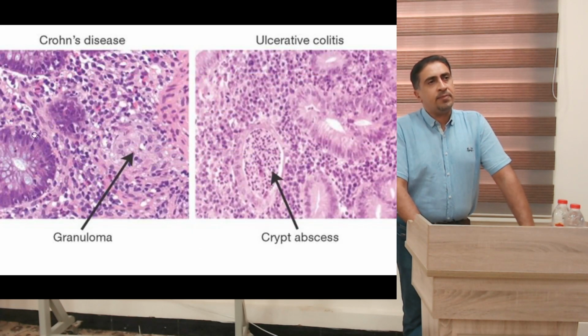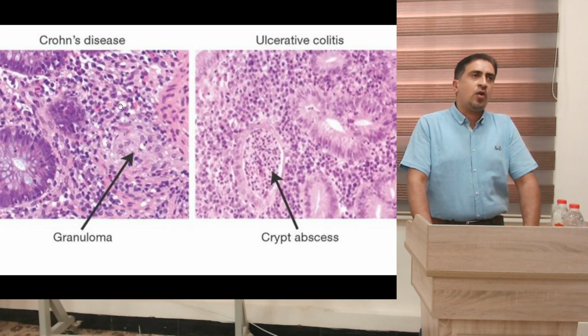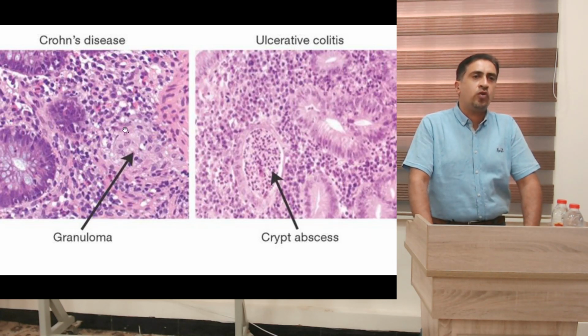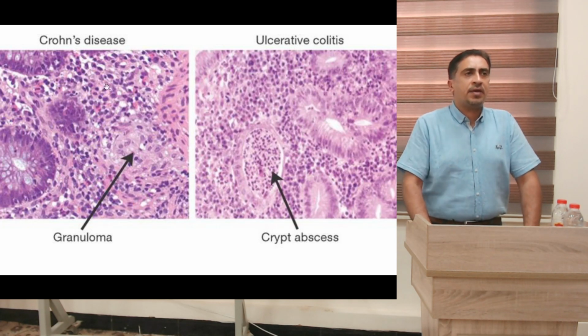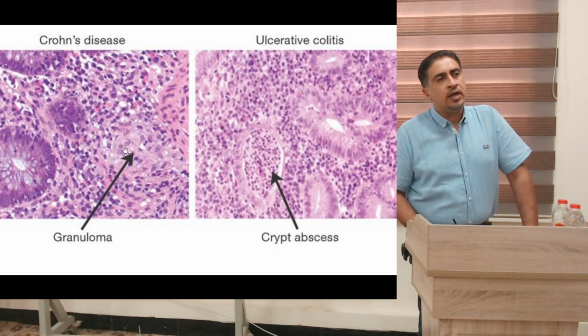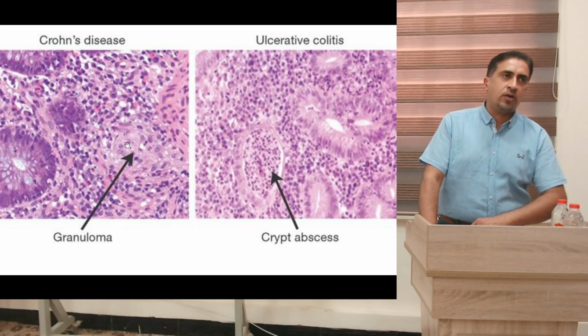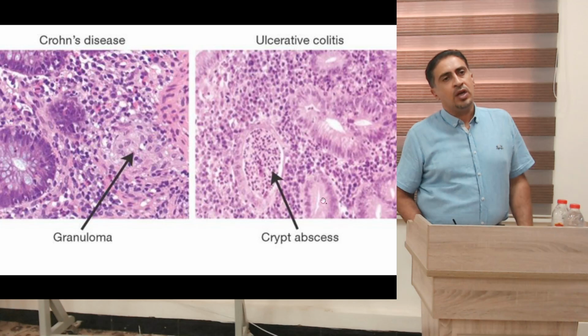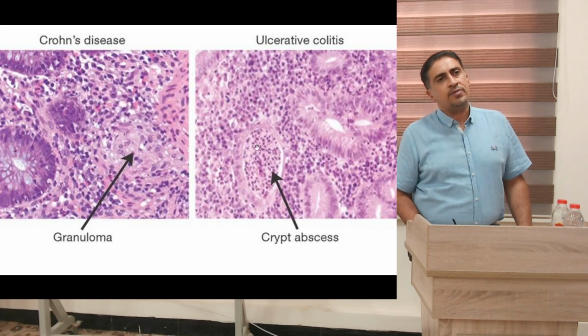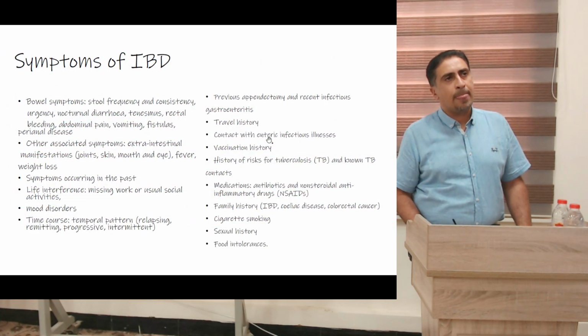Here, like the slide of patients with Crohn's disease, as you can see, there is a presence of granuloma, which is the characteristic of and pathognomonic for Crohn's disease. Non-caseating granuloma, while caseating granuloma can also happen in TB patients. Cryptitis and crypt abscess can happen in patients with ulcerative colitis, which is the characteristic of ulcerative colitis.